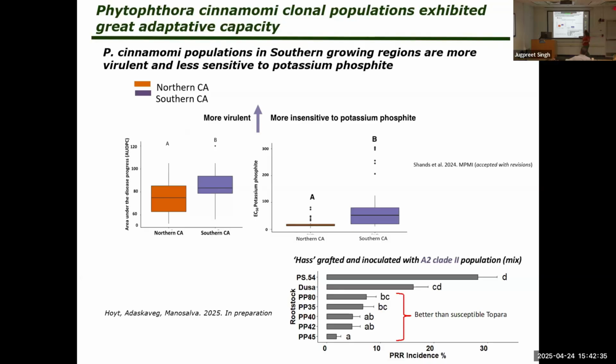These are some of the UCR rootstocks grafted with Hass and tested for resistance using this population, and you can see that Dusa is succumbing, breaking down the resistance, with this population, but our isolates, because they were screened with this, still hold it.